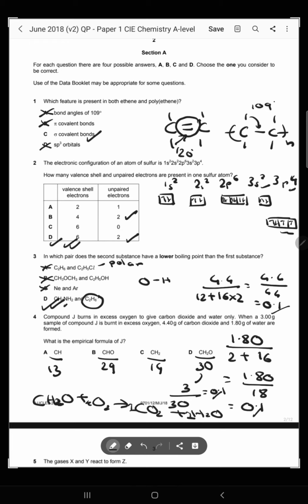And oxygen, since it's in excess, we don't really need to balance that, but this satisfies our equation. Whereas if it was CH2, these are the only two options we have. Since the carbon to hydrogen ratio is going to be 1:2, CH2 is not going to be the correct answer, since it does not satisfy our molar ratio, because 3 divided by 14 is not the same as 0.1. So C is not going to be the answer. The only possible answer is going to be D.